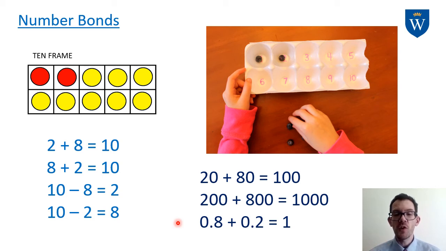And if children have a really strong sense of their number bonds, it's very easy for them to make the jump to see that 0.8 plus 0.2 is going to be 1, because 0.8 is 10 times smaller than 8, 0.2 is 10 times smaller than 2, and 1 is 10 times smaller than 10.